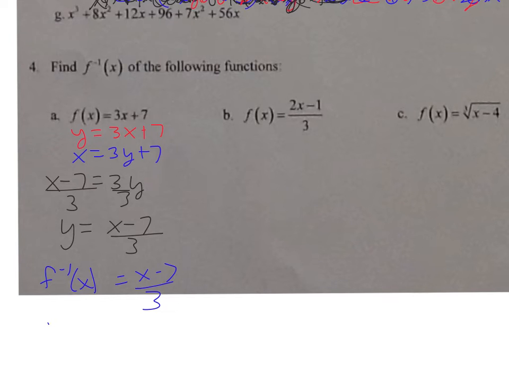And remember, another way to write this would be f of x equals x over 3 minus 7 over 3, or you could write it as 1/3 x minus 7 over 3. Okay, let's take a look at B.